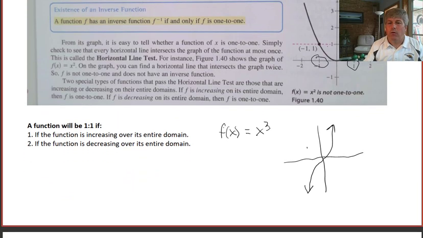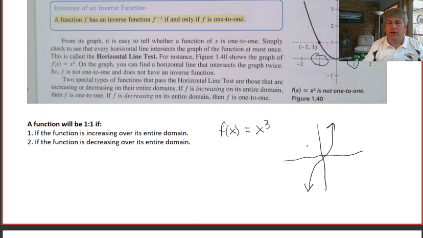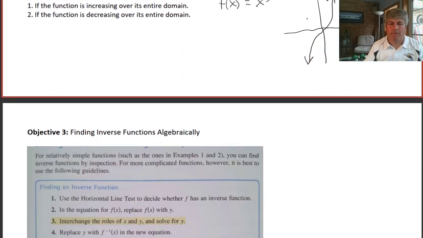A one-to-one function is something more like a cubic. This cubic is one-to-one because it passes the horizontal line test at every location. In fact, a function will be one-to-one if the function is increasing over its entire domain or if the function is decreasing over its entire domain. This cubic function here happens to be increasing over its entire domain.